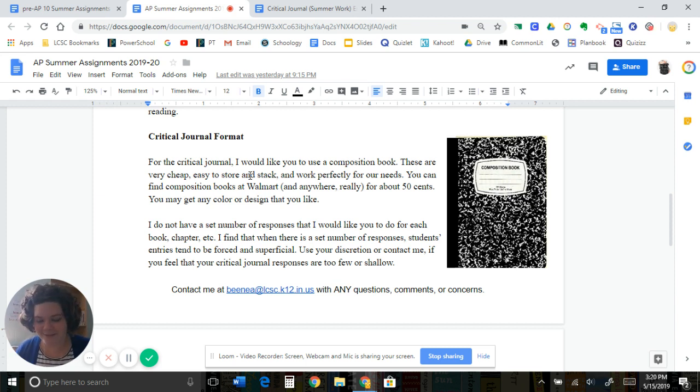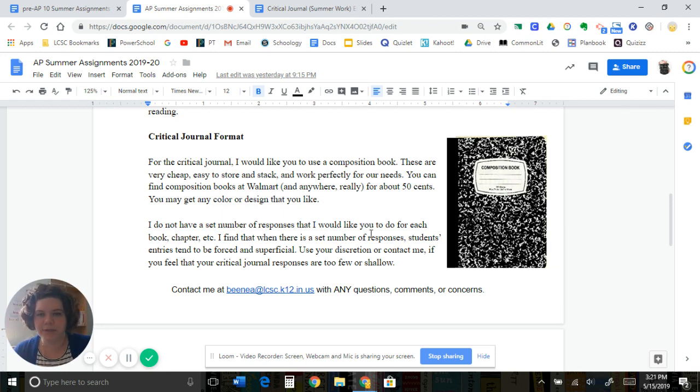Okay, so first off, I asked you to use a composition book to do this. It stacks really easily, so if I have a million of these, it's really easy to keep track of. They work really well for our purposes, and I don't care what kind of comp book, so this is kind of the classic one. There are different colors you can buy. I bought this really cute unicorn one last year at Walmart that I'm very happy with. But use any, it's up to you. But I would like it in a composition book.